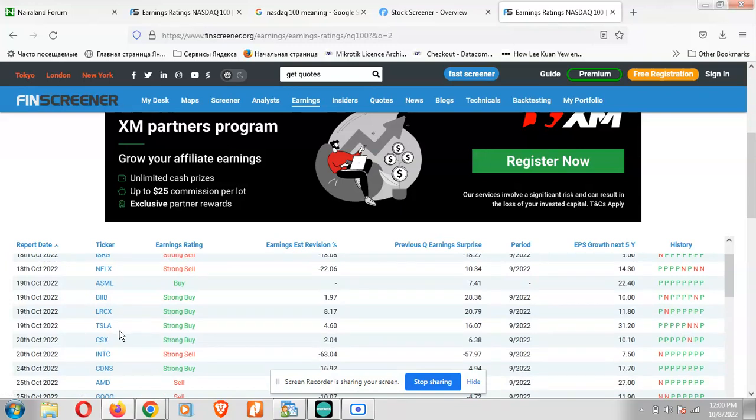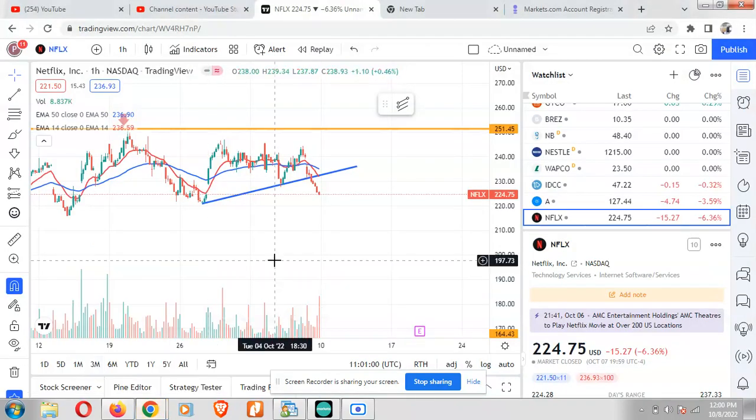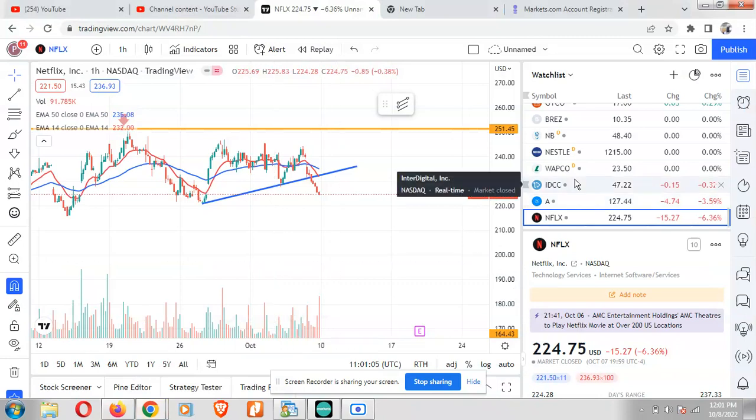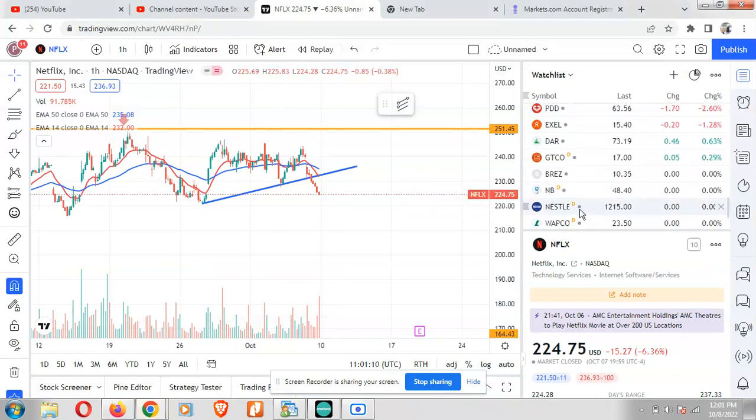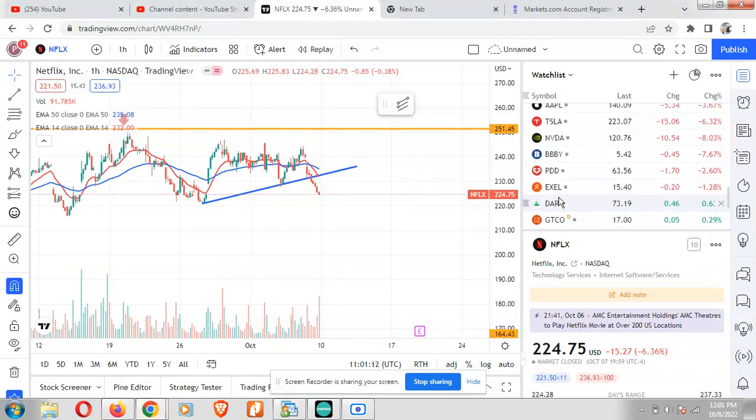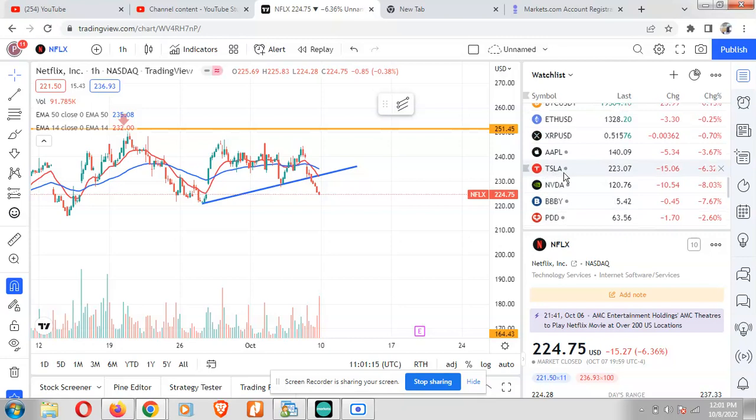As you can see, on the 19th of October, Tesla is going to have a strong buy. Strong buy. So let's analyze Tesla. I'll go back to my TradingView. My target is to analyze Tesla. Here is Tesla, TSLA. Tesla is already in my watch list.